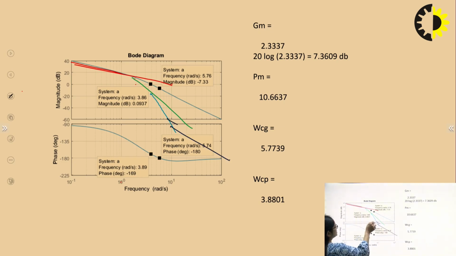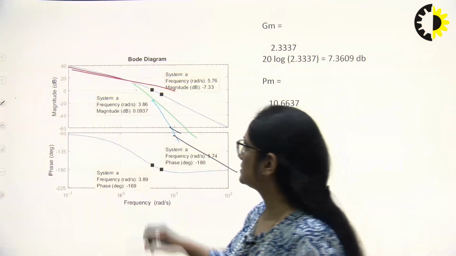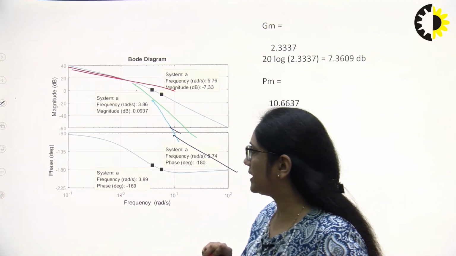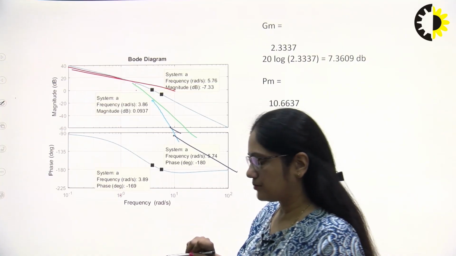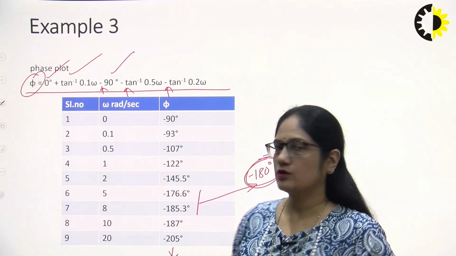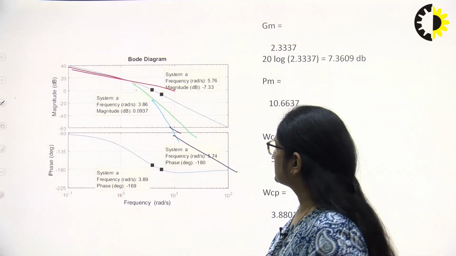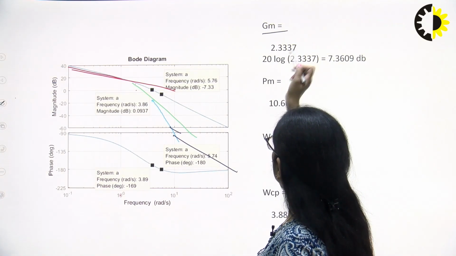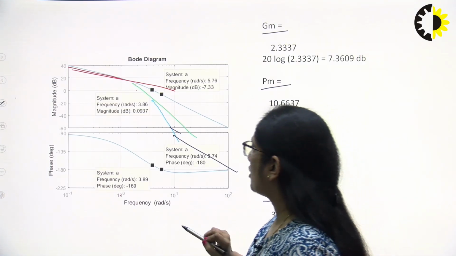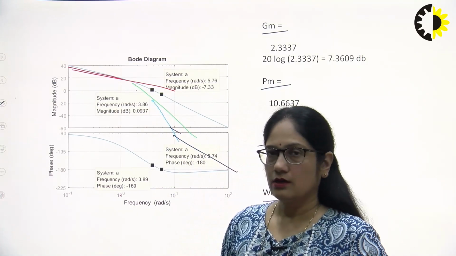So these are the 4 different lines obtained, and the point where this slope cuts the 0 dB is the gain crossover frequency, and corresponding to that we get the phase crossover frequency. And the phase plot can be drawn with these values, keeping in mind this table. The values of gain margin, phase margin, gain crossover frequency and phase crossover frequency have been obtained from MATLAB. It can also be cross-checked with this plot.